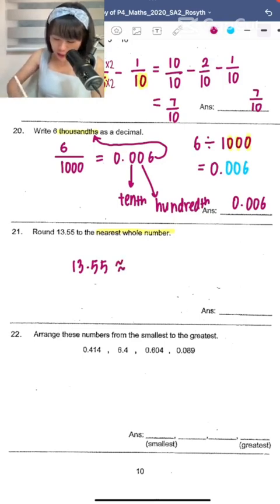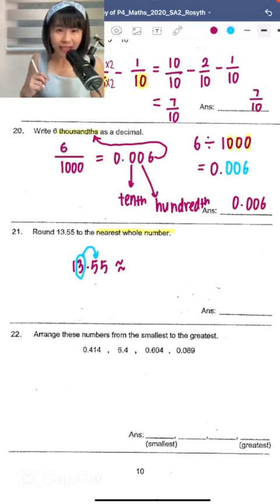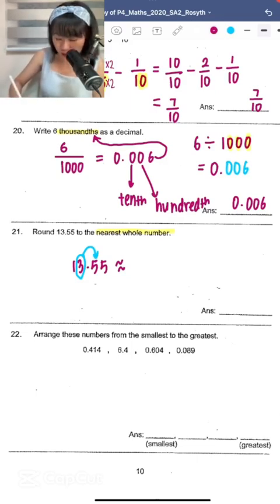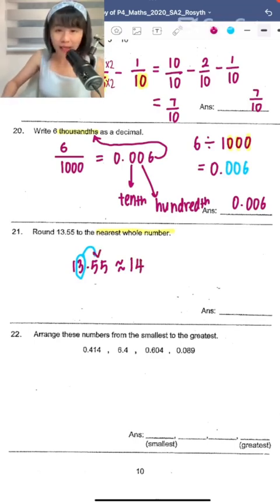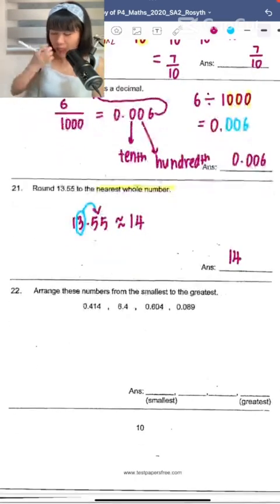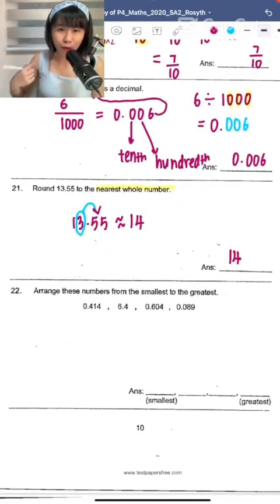We are actually going to look at our 10th place, the first decimal, your one decimal place, which is the 5, the 5 right next to the decimal point. So if it's 5, you're going to round up. If you round up, the digit you circle plus 1. So it's going to be just 14 whole, without any decimal at the back. So it's 14.